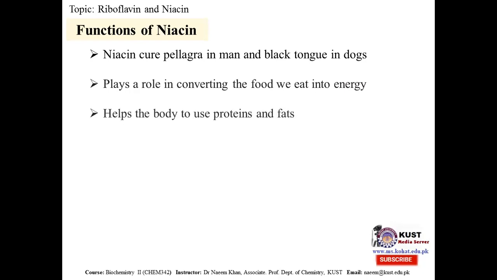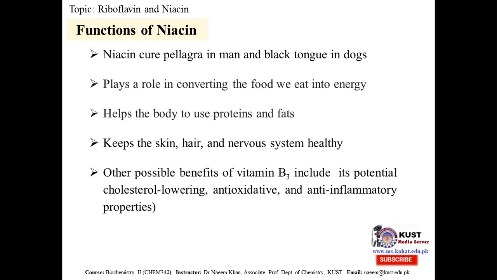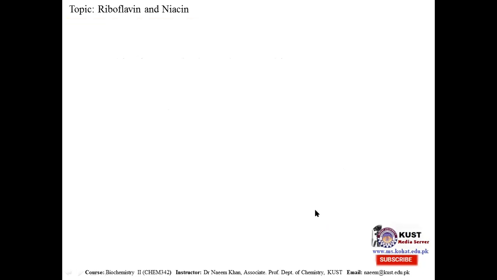It helps the body to use protein and fats, and keeps the skin, hair, and nervous system of the body healthy. Important benefits of vitamin B3 include the potential of lowering cholesterol level, antioxidation, and anti-inflammatory properties. So vitamin B3 is also known to reduce cholesterol level. It has antioxidative functioning, and it is also anti-inflammatory in its characteristics.